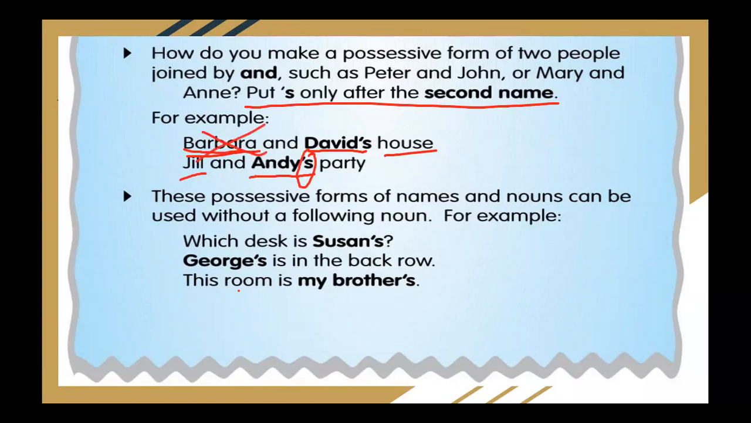Clear? Like you are saying, we have been invited to Priya and Rahul's party. Are you getting what I'm trying to say? Any two people's names. So when you're talking about possession of two people, then you can use apostrophe s with the second name. You're not going to use apostrophe with the first name. Is it clear?